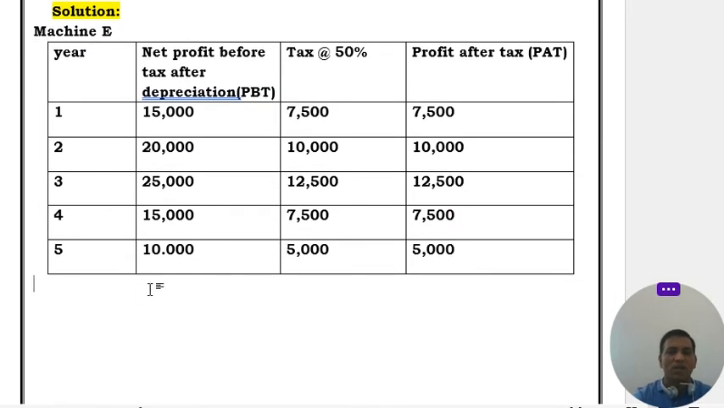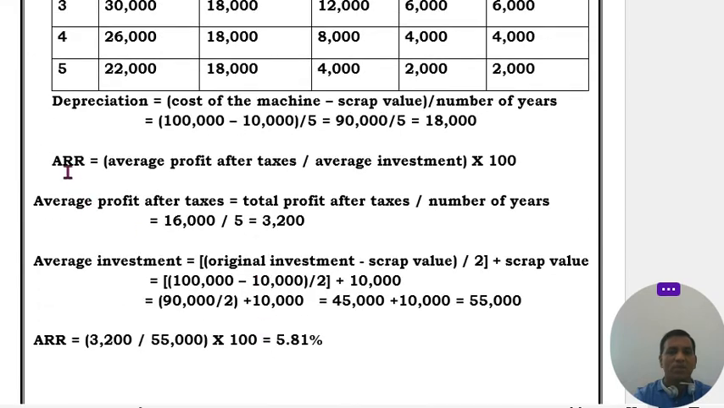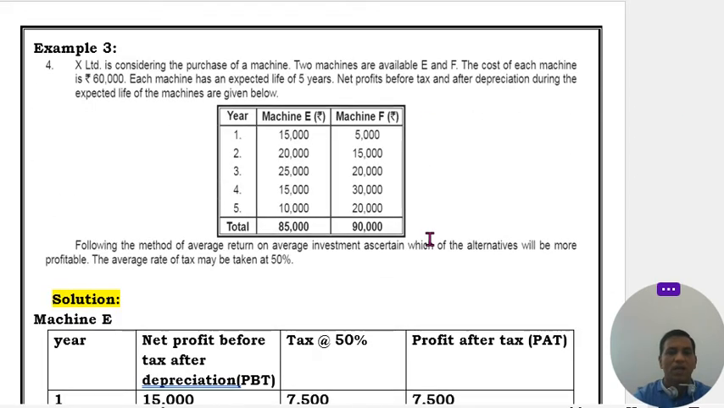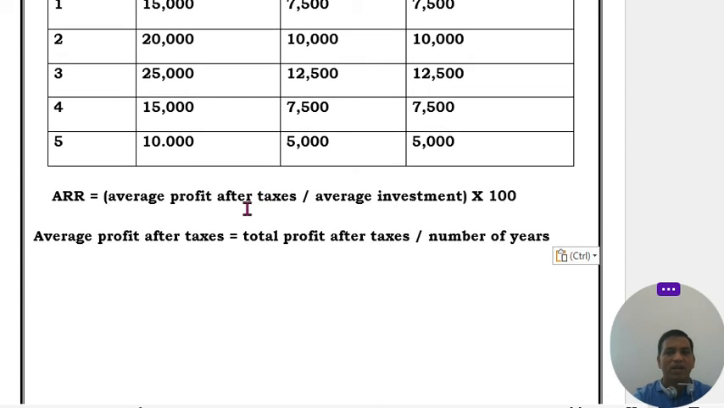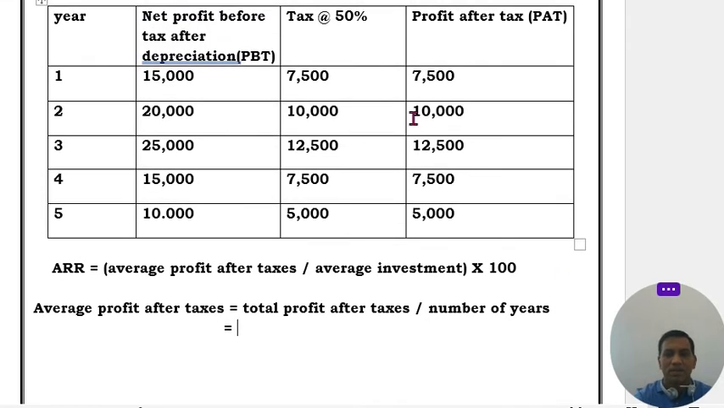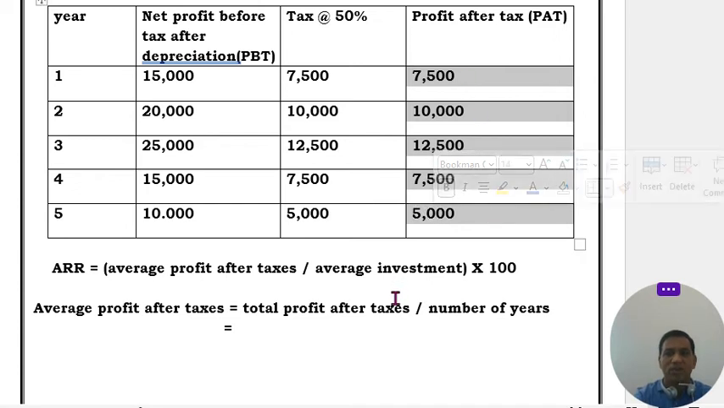Now what is the formula? Write down the formula. Average profit after taxes divided by average investment, multiply by 100. Average profit after taxes, how will you get it? Total profit after taxes divided by number of years. What is the total profit after taxes? This is the column. Add all these 5 values.